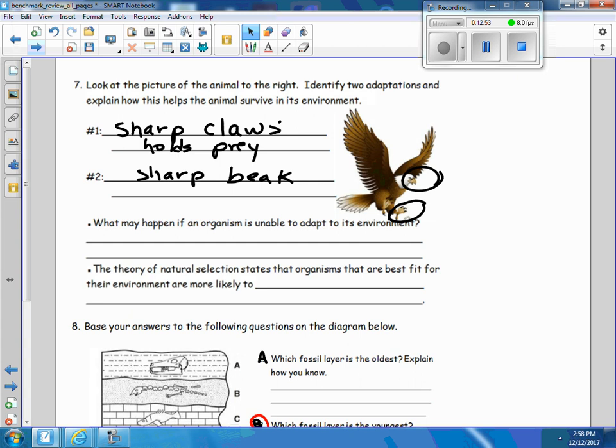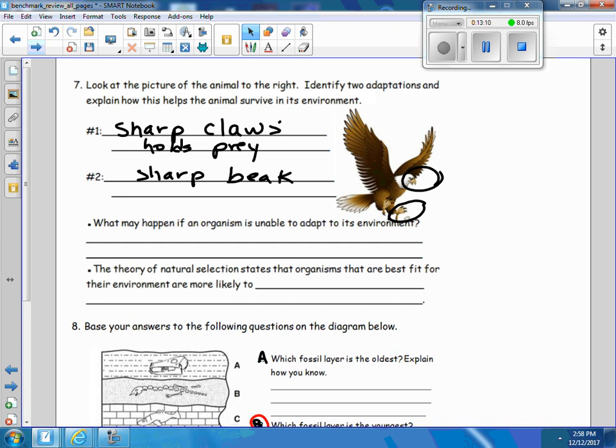Look at the picture of the animal to the right. Identify 2 adaptations. An adaptation helps you survive. It has sharp claws. It's able to hold its prey with the sharp claws. It has a sharp beak. It's able to rip apart its food. It has wings. It has a tail. It has talons. It has very good eyesight. These are all adaptations that help it survive.